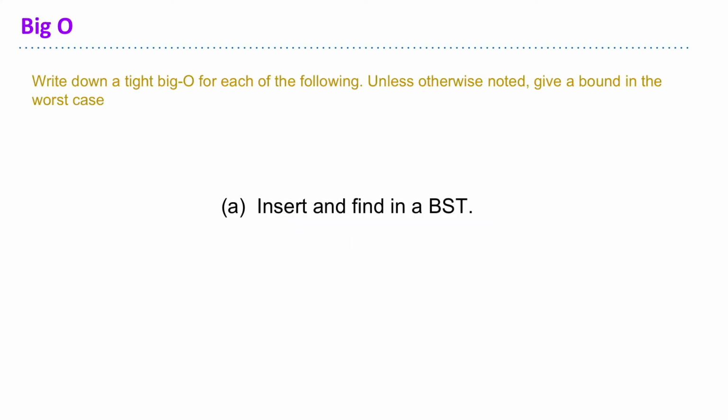Okay, so now we're going to do problems 5A through C from section, which are some AVL runtime questions. Question 5A asks us to find the Big-O bound for the worst case insert and find in a BST. So the first thing to do when you see a problem like this is to figure out what a worst case BST might look like.